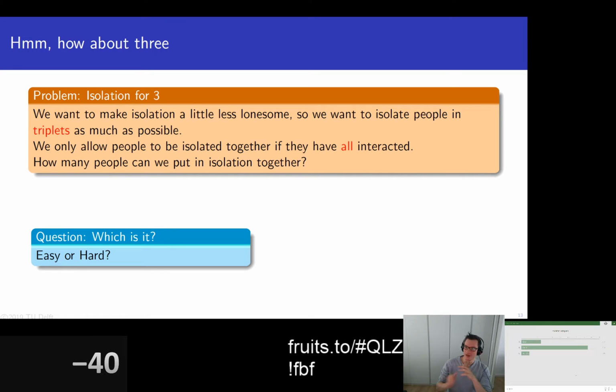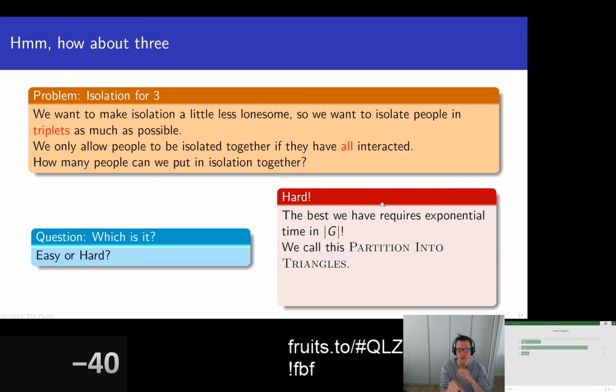Good. An overwhelming majority for hard. Yes, either you again saw where I was going, or you really are developing a good intuition. I've changed just one thing, right? Instead of groups of 2, I'm now looking for groups of size 3. And suddenly, this problem has become hard. The best algorithm we've got is exponential in the size of G. Meaning that, again, there is no efficient way, no algorithm that scales well as the input grows larger.